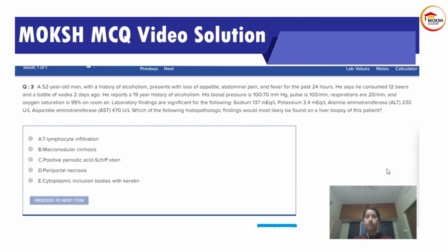Laboratory findings are significant for the following: sodium 137 milliequivalents per liter, potassium 3.4 milliequivalents per liter, ALT of 230, AST of 470. Which of the following histopathological findings would most likely be found on a liver biopsy of this patient?